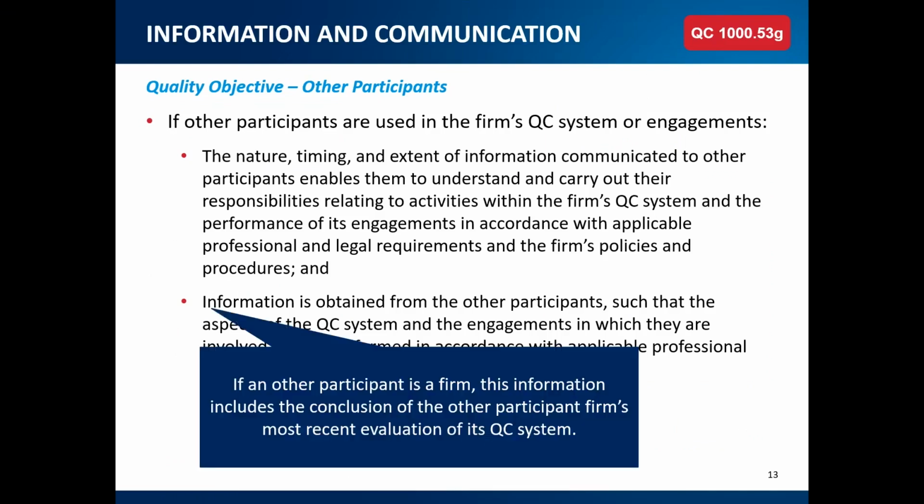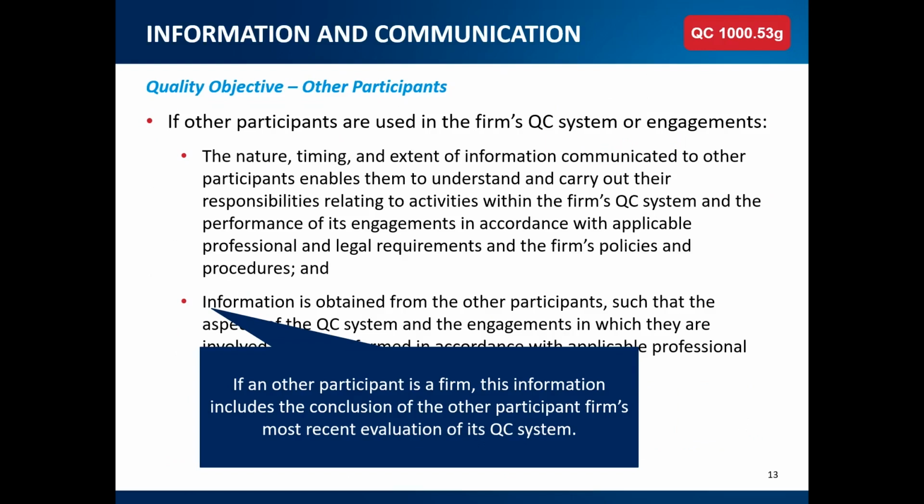This quality objective notes that if an other participant is a firm, the information to be obtained should include the conclusion of the most recent evaluation of the QC system of the other participant firm. The most recent evaluation of the other participant firm's QC system refers to only the firm's conclusion under the firm's evaluation under paragraph 77 of QC 1000 as of the most recent September 30th, that is the evaluation date, if such an evaluation was performed.